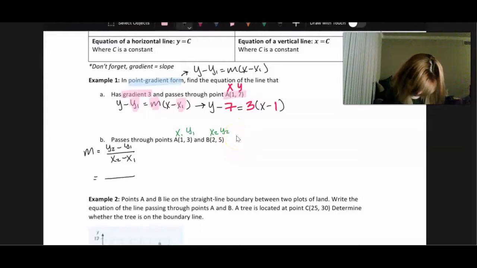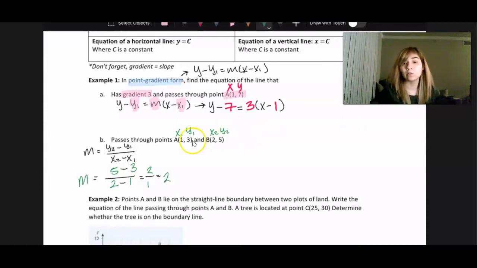So, let's plug everything in. 5 minus my y1, which is 3. Then I have x2, 2, minus my x1, 1. And this will give me 5 minus 3, which is 2, 2 minus 1, which is 1, so over 1, which I can just simplify to 2. So my gradient is 2.